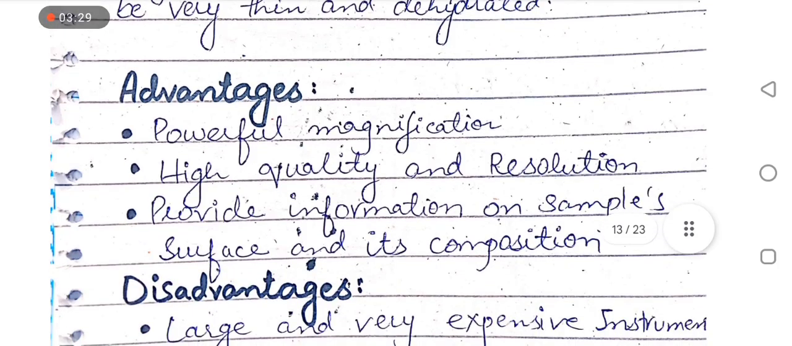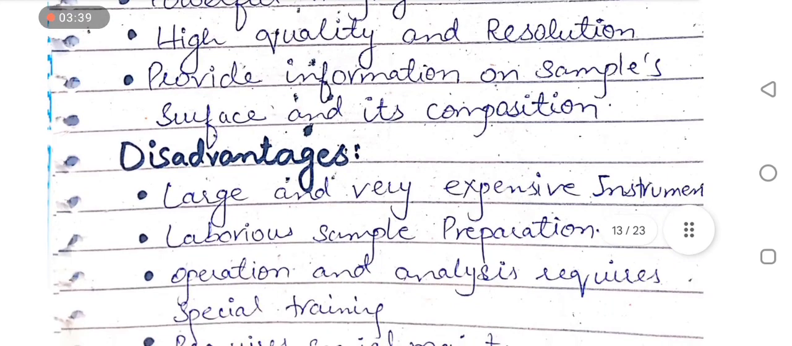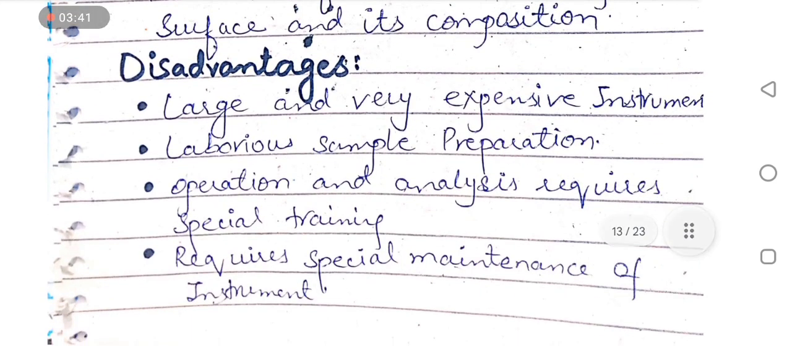Advantages: it gives powerful magnification, high quality resolution, and provides information on the sample surface and its composition. Disadvantages: scanning electron microscopy is a large and very expensive instrument. Its sample preparation is laborious. Operation and analysis require special training.